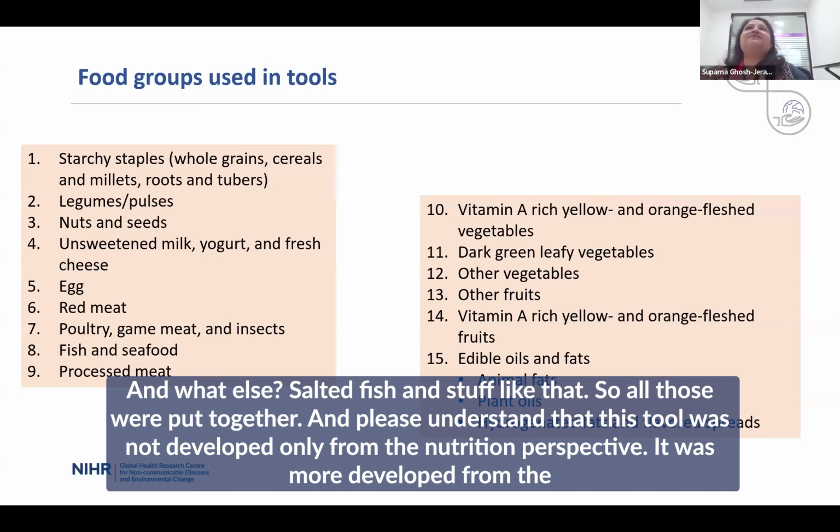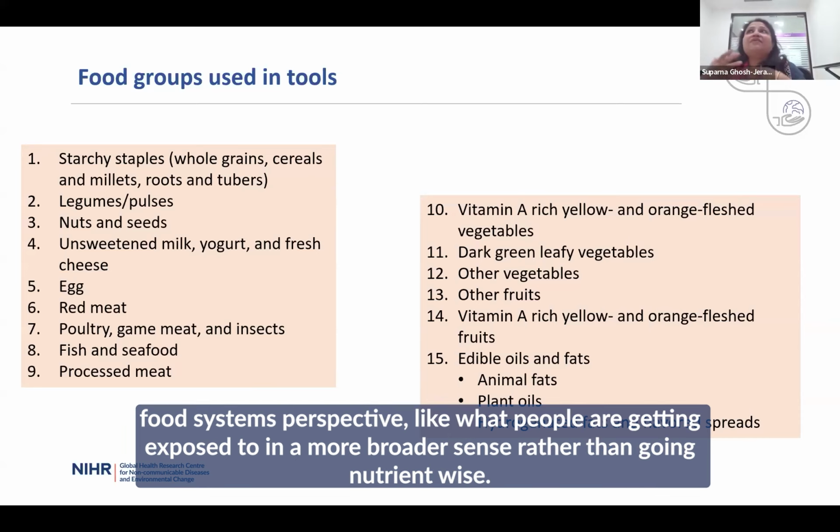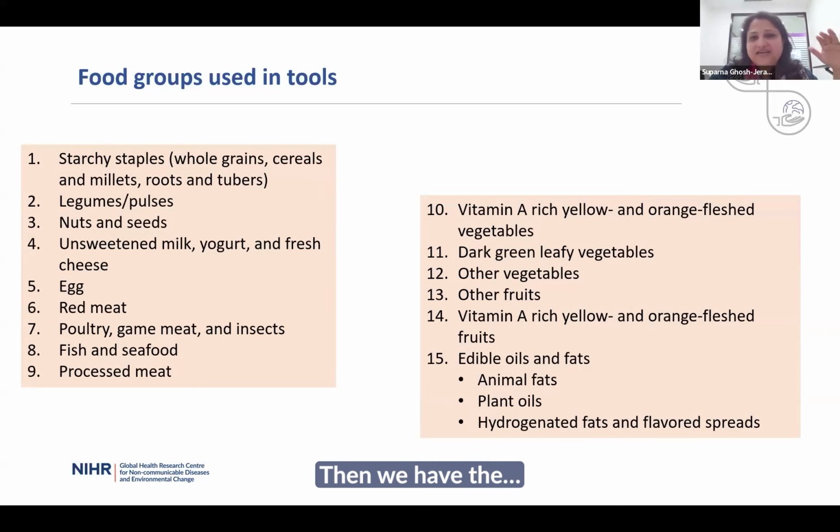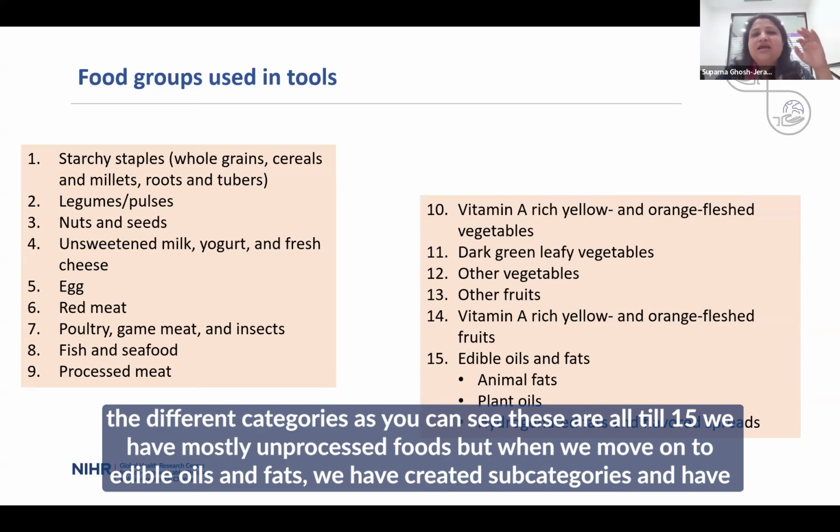And please understand that this tool was not developed only from the nutrition perspective. It was more developed from the food systems perspective, like what people are getting exposed to in a broader sense rather than going nutrient wise. But of course, vitamin A rich food items were given a separate classification, and this is the case in GDQS also. Then we have the different categories. As you can see, these are all till 15.